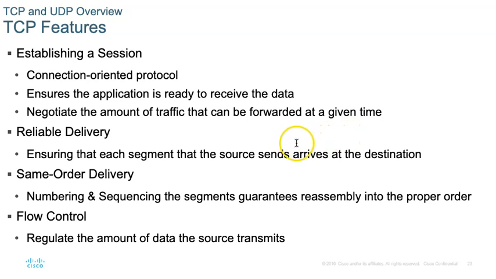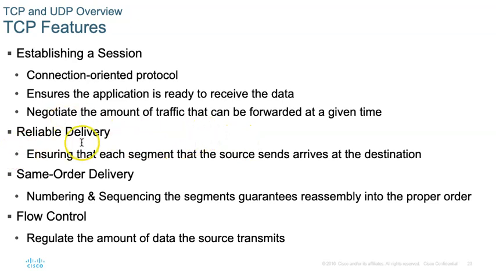TCP, using something known as windowing, will ask the other computer, "Hey, how much can you handle at once?" And that computer may say 8 bytes, 10 bytes, 16 bytes, or 4 bytes, and TCP sends exactly what that computer can handle, so it does not overwhelm the other.